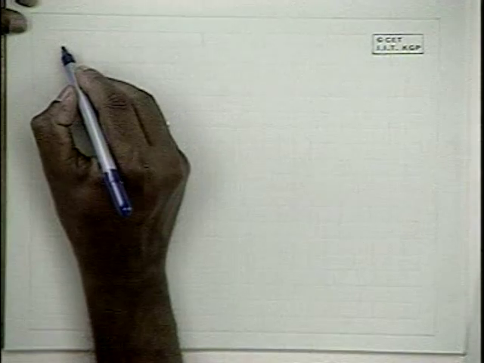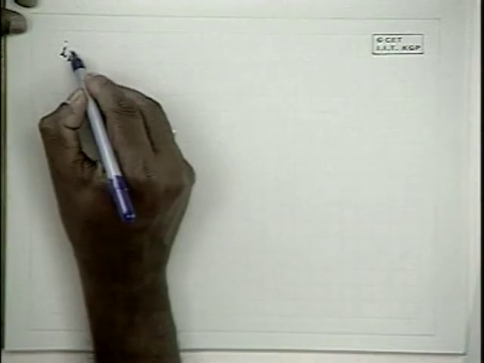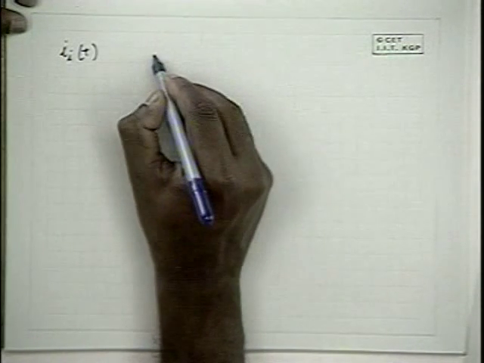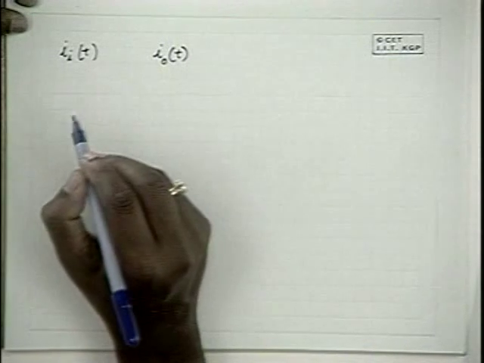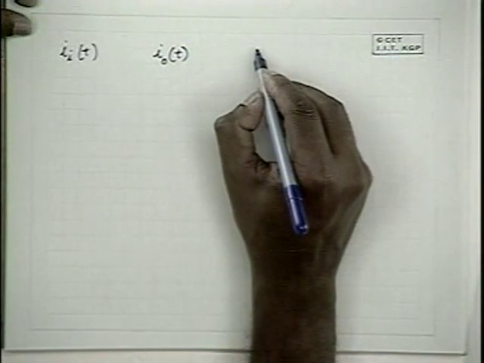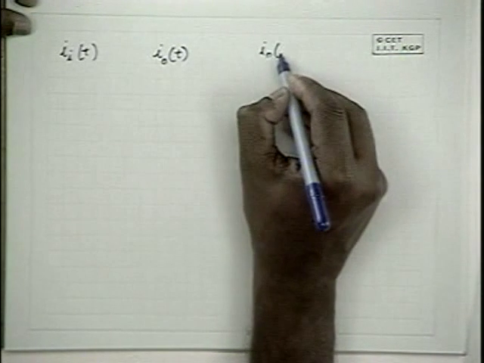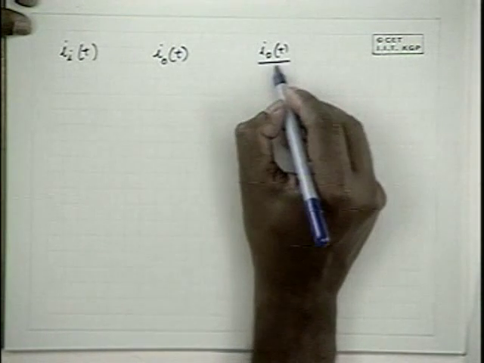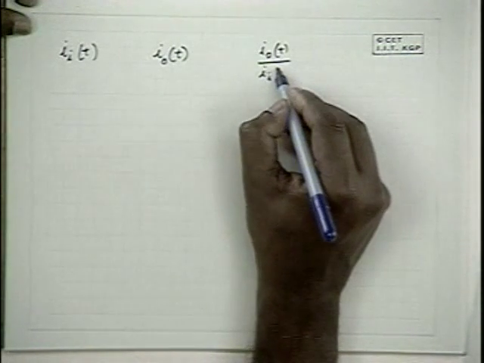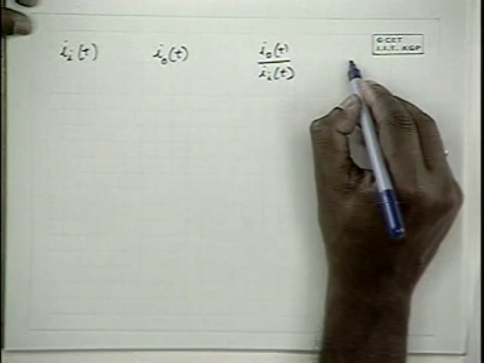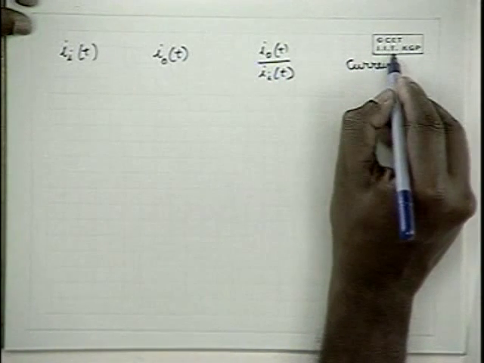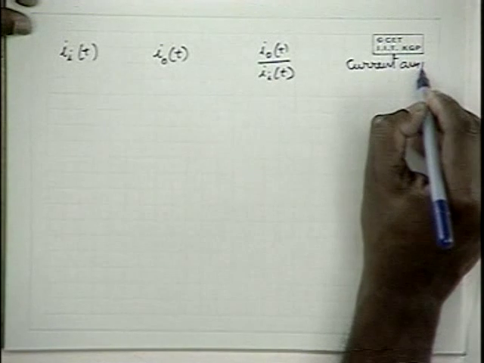Similarly, when the input signal is a current signal IIT, and the output signal is also a current signal IOT, then the transfer ratio has no units, and such amplifiers are known as current amplifiers.